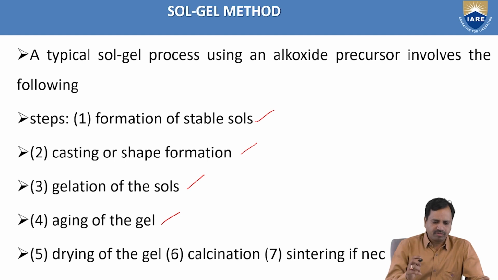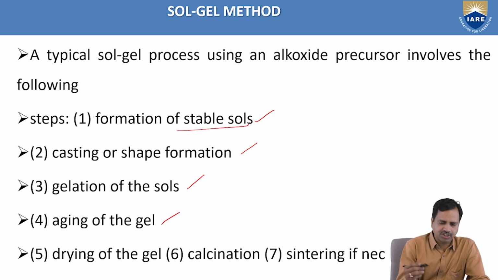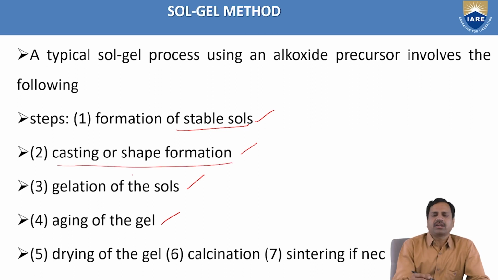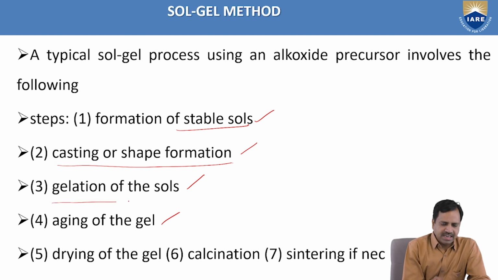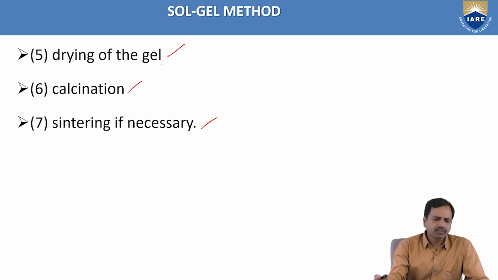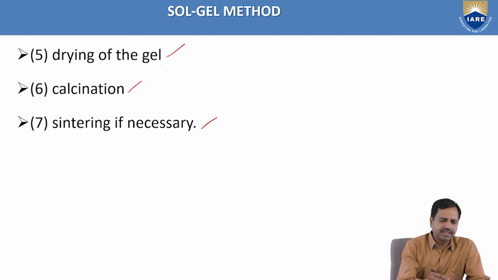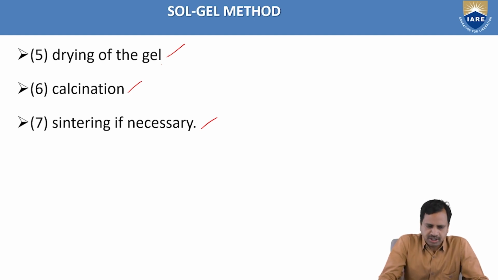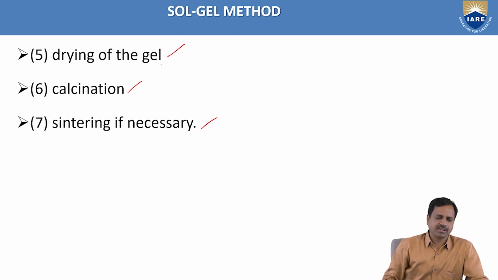Formation of a stable solution means first it will be dissolved, then casting. Casting, if required, is nothing but giving a good shape to the molecule. Then gelation of the solution. We make that solution a gel by adding acids or bases. Then aging of the solution means keeping it without disturbing for 2 to 3 days. Then we dry the gel. Then calcination means we heat to a temperature depending upon the nature of the metal. Then sintering if it is necessary.